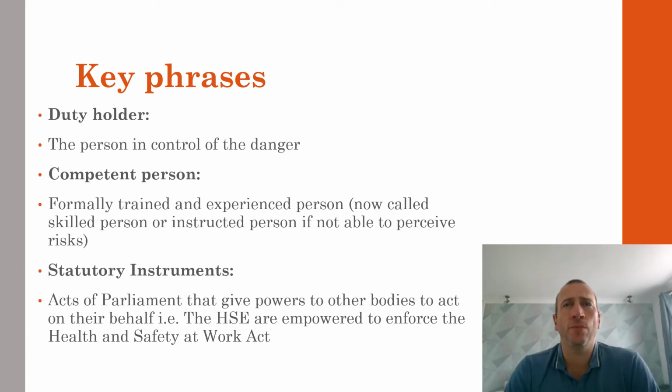Throughout this course, you'll hear a number of phrases that you'll need to understand. These include the duty holder, who is the person in control of the danger; the competent person, which used to be known as the trained or experienced person, is now called the skilled person, or if they're not able to perceive risks, they're known as the instructed person; and statutory instruments, which are acts of parliament or laws that give powers to other bodies or organisations to act on behalf of the government. For example, the HSE are given the powers to enforce the Health and Safety at Work Act.